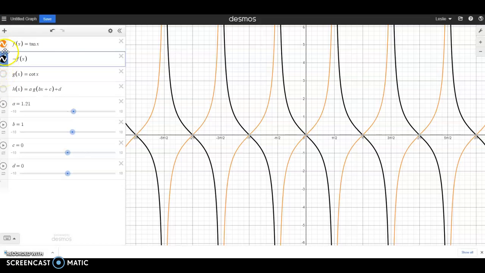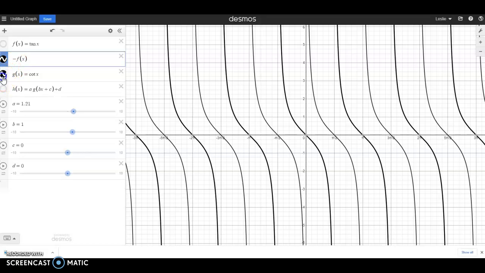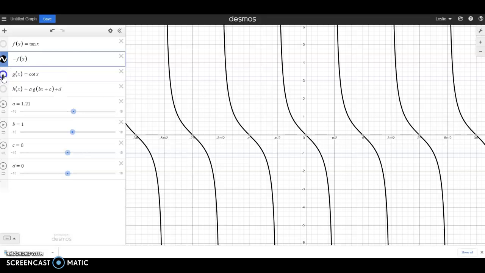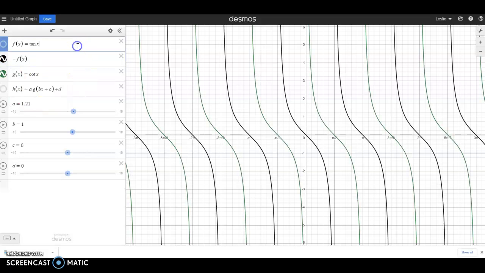It's interesting to note, I think what I'll do is hide tangent now and just graph negative tangent and cotangent at the same time, because it's quite an interesting phenomenon. Let me change the color there. I'll make it green. So negative tangent is black, cotangent is green, and it's the same curve, it's just shifted over. So cotangent is a shift of negative tangent. I think that's quite interesting.